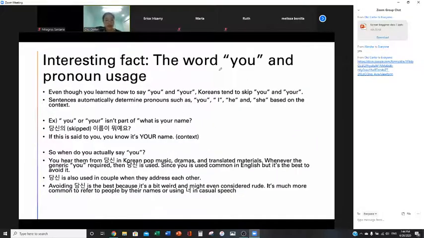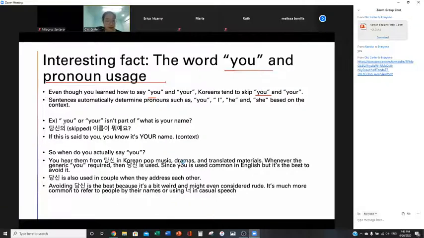Okay. So interesting fact about the word you and pronoun usage. Even though we learned about you and your, Korean tends to skip you and your in the sentence. The sentence automatically determines the pronouns such as you, I, he, or she based on the context. So most likely the pronouns are skipped when you speak.